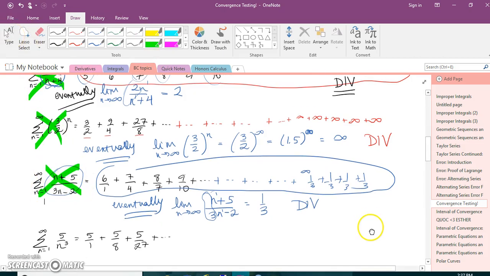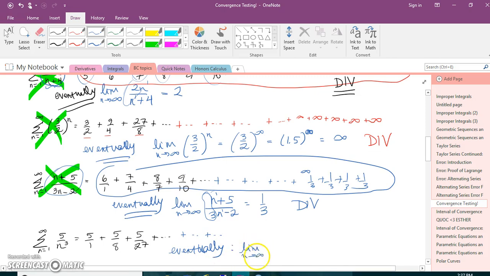All right, let's see if we have at least one that could possibly converge. So let's take a look at this one. 5, 5/8, 5 over 27ths. All right, this is looking promising. Let's see what would happen if I kept going. These are definitely getting smaller. The question is, is it good enough? Do the terms actually go to 0?